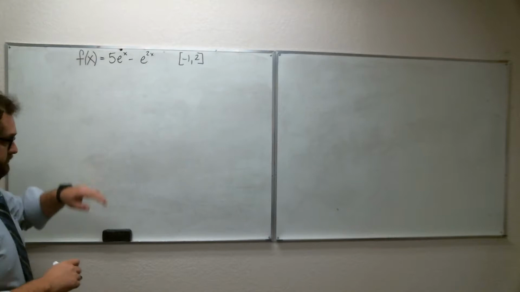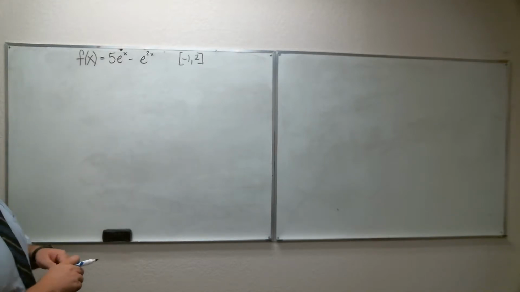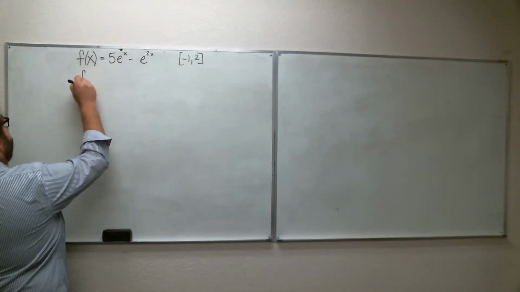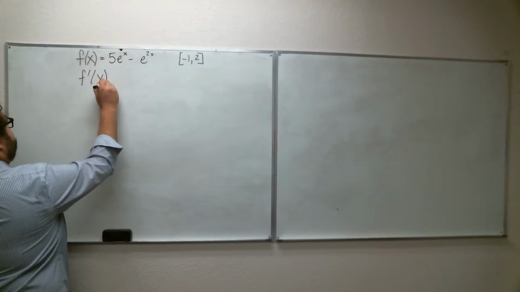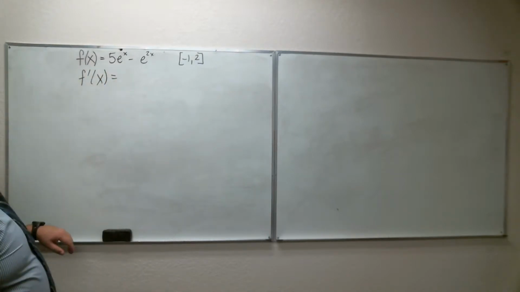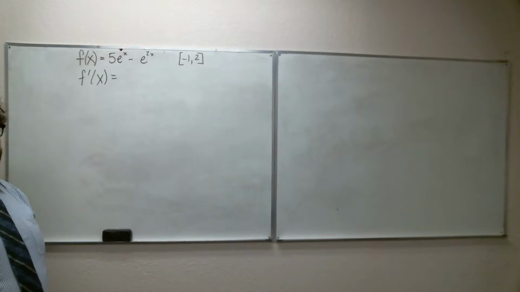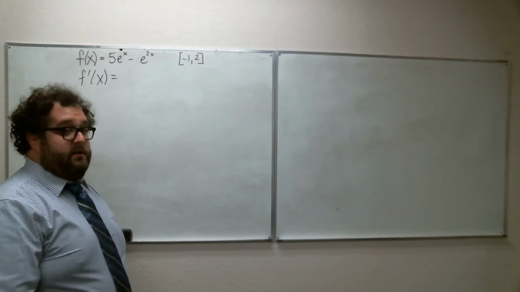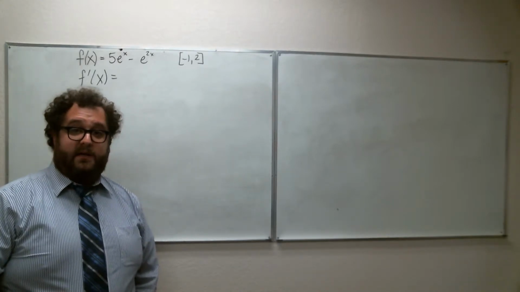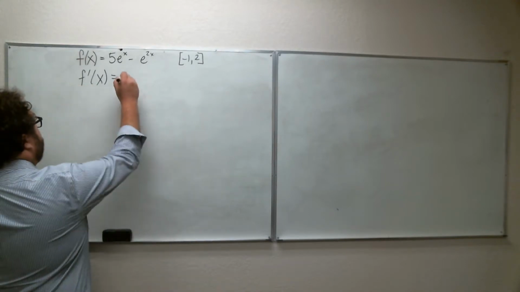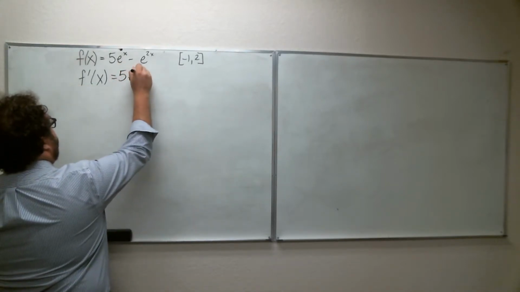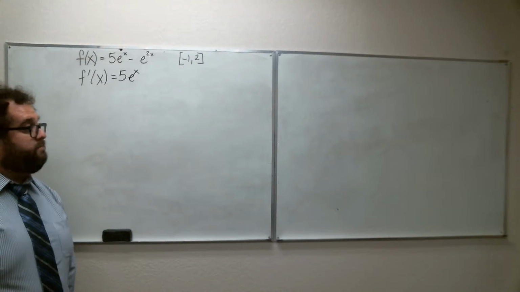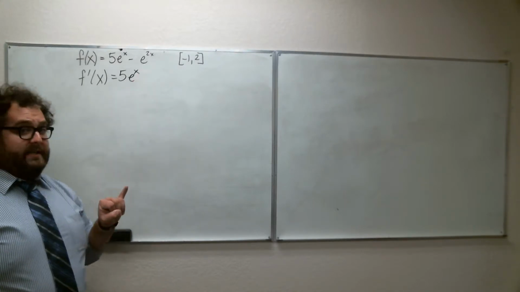So let's first find the critical values. That means we need to find the derivative function, f prime of x. Now, that's easy. You factor a 5 out and take the derivative of e to the x. Well, the derivative of e to the x is just e to the x. So the first term's derivative is just itself. Super easy. Now, the second one is a chain rule.